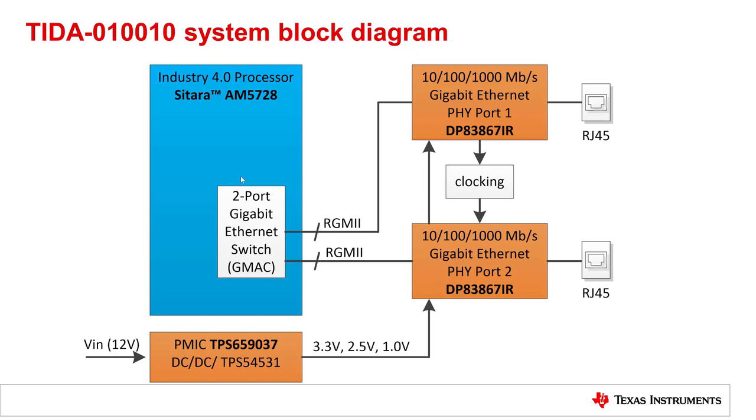One Ethernet PHY is providing the clocking for the second Ethernet PHY. Then we also have a power supply of 12 volt, which is provided into a PMIC, as well as into a DC-DC converter, and it then provides the three voltages of 3.3 volt, 2.5 volt and 1.0 volt for the two Ethernet PHYs.